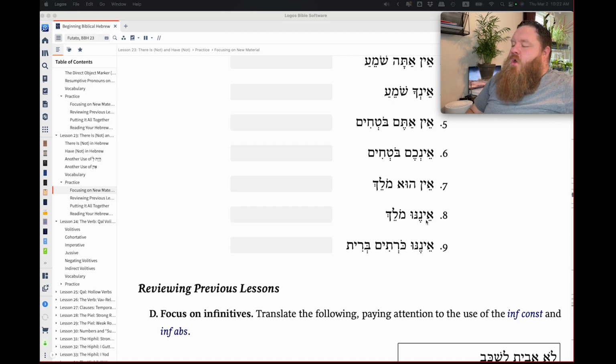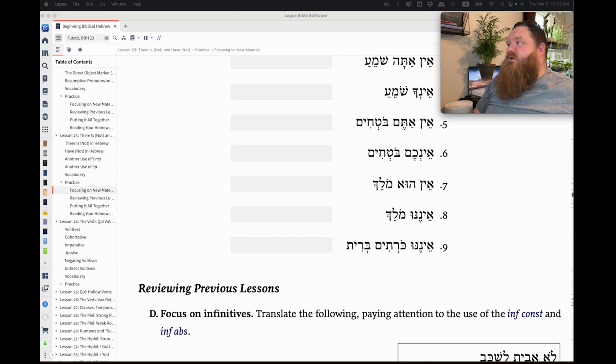On the participles, when it's 3MS in einenu, the suffix is 3MS, the participle will be masculine singular, because the I is hirik yod. So when it is 1CP, then the participle is going to be plural. So that's how you tell the difference. Enenu koretim berit is going to be we are not cutting a covenant. All right. That is C.